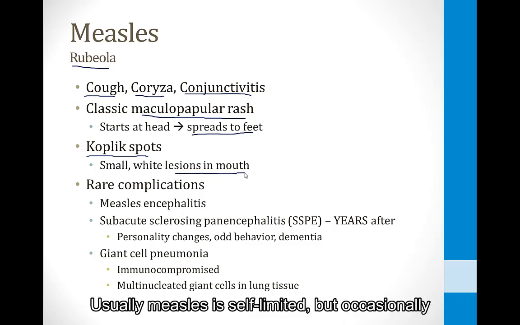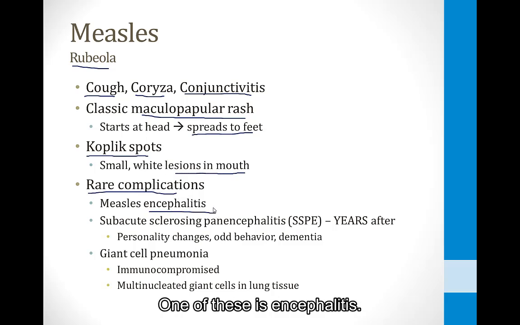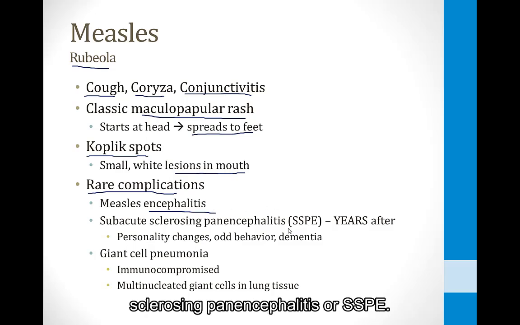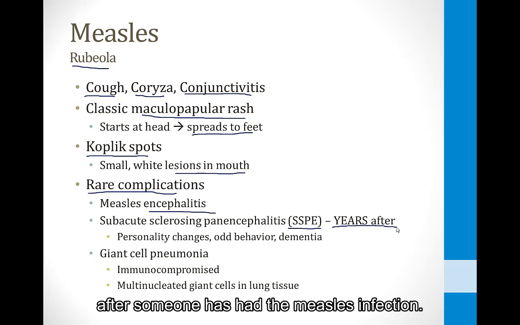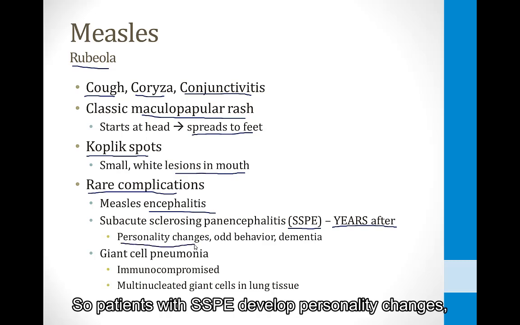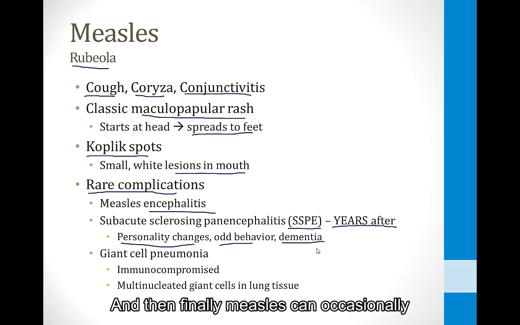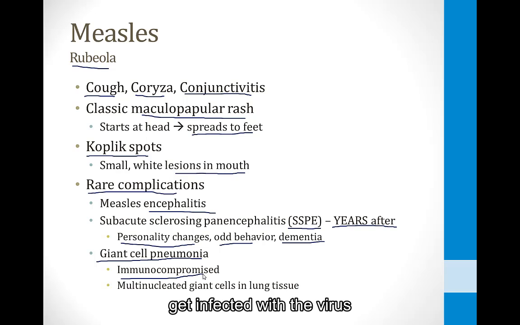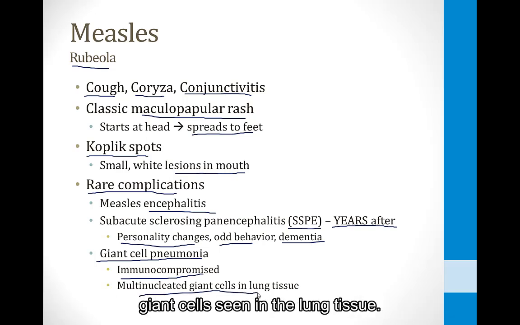Usually measles is self-limited, but occasionally it can progress to cause some rare complications. One of these is encephalitis. Another rare complication is something called subacute sclerosing panencephalitis, or SSPE. This is a complication that occurs years after someone has had the measles infection. It's the result of permanent alterations to the brain, so patients with SSPE develop personality changes, odd behavior, and dementia, sometimes at a very young age. And then finally, measles can occasionally cause giant cell pneumonia. This occurs when people who are immunocompromised get infected with the virus, and they will have a pneumonia syndrome with multinucleated giant cells seen in the lung tissue.